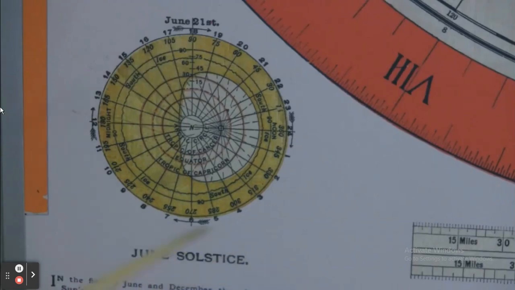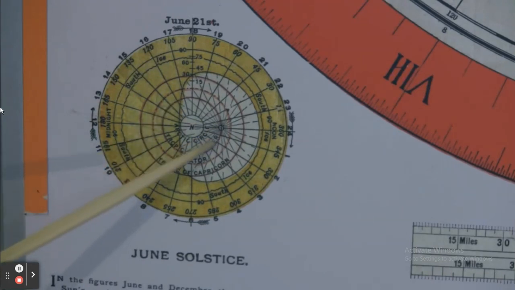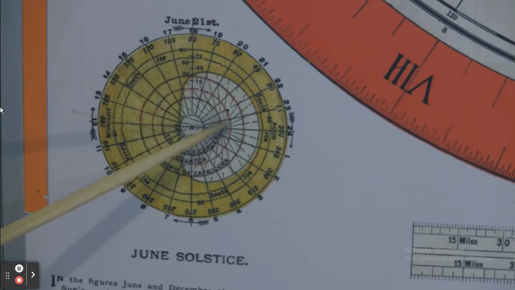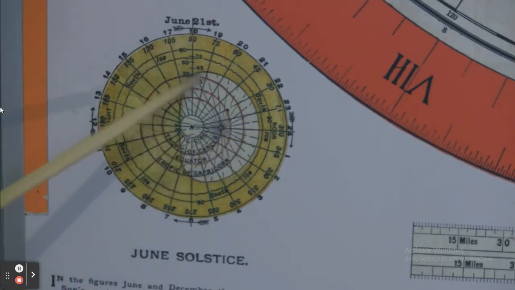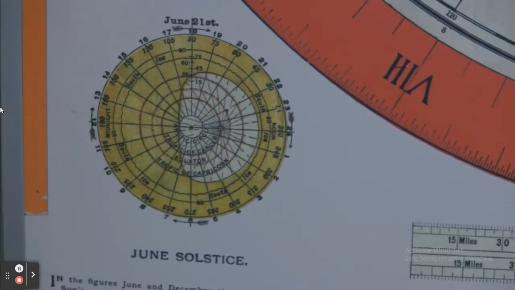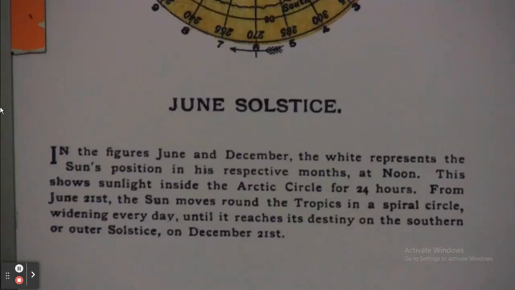June solstice. The sun is on the Tropic of Cancer, and on 21st of June it reaches its maximum, and you can also see where the sun illuminates the area. The Gleason's map is scientifically and practically correct. It's written on the map.